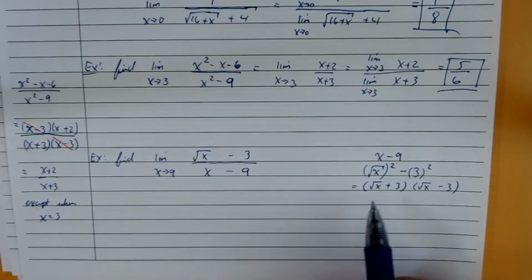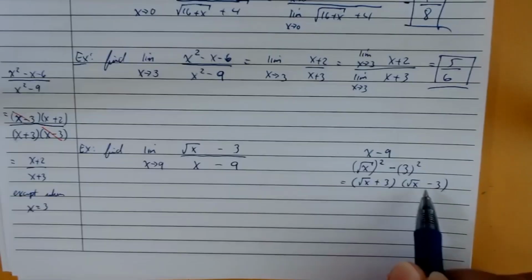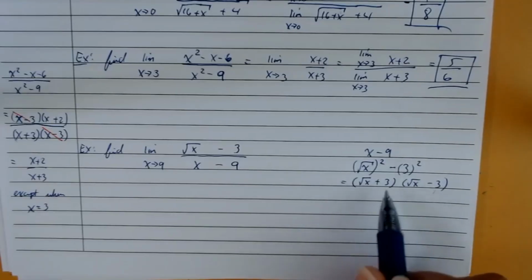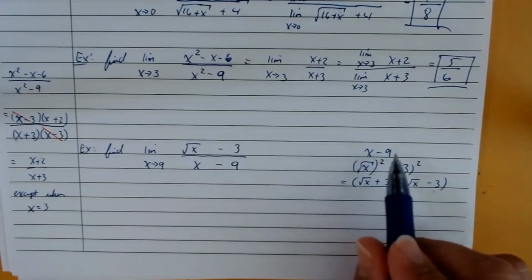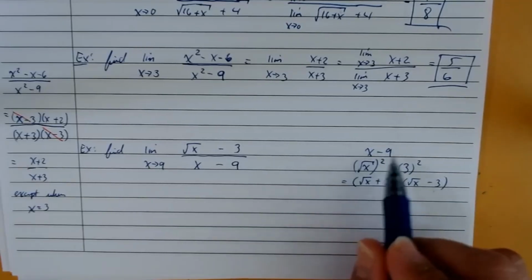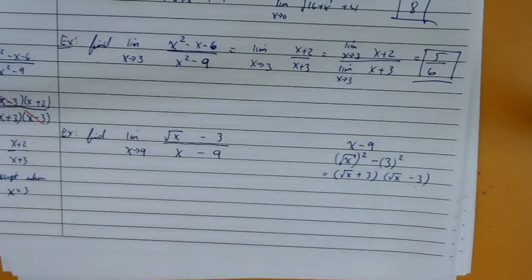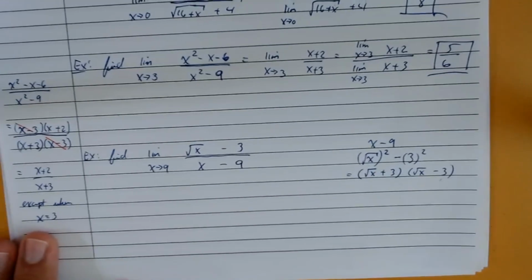It works though. Multiply it. That's x plus 3 root x minus 3 root x. Those add up to 0. And 3 times negative 3 is negative 9. Multiply those out. That does give you x minus 9. Okay.